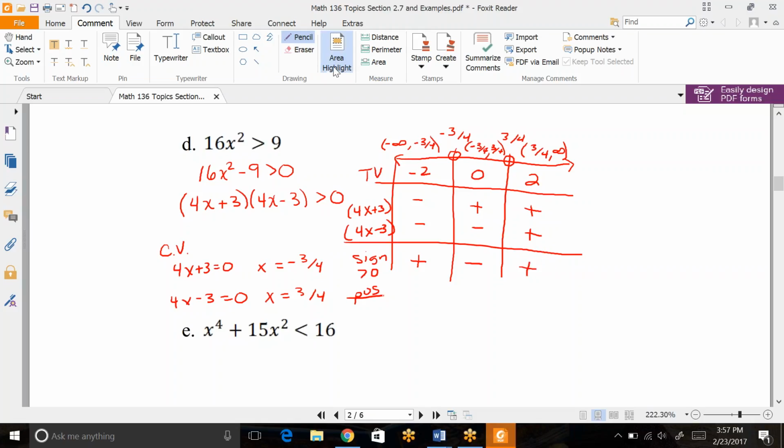We wanted the plus sign, because we wanted greater than 0. So notice I'm highlighting those as my two intervals that work. So my solution for this one would be negative infinity to negative 3/4 unioned with 3/4 to positive infinity.